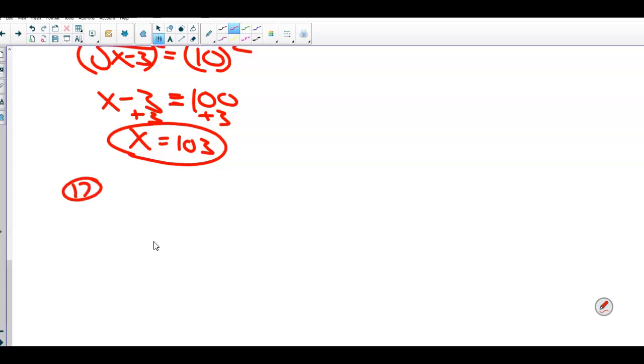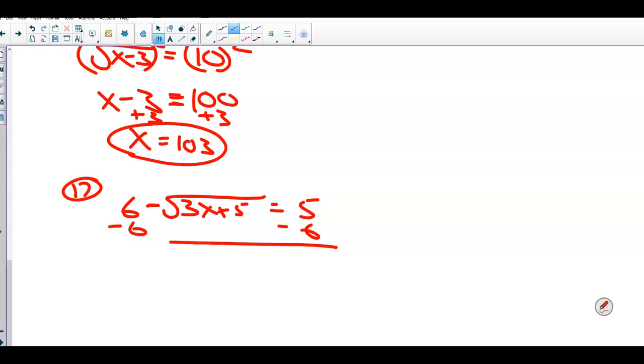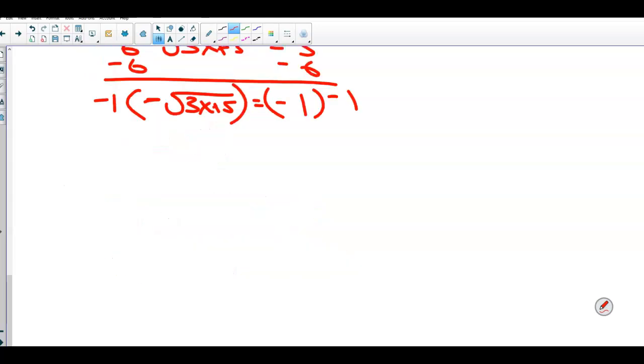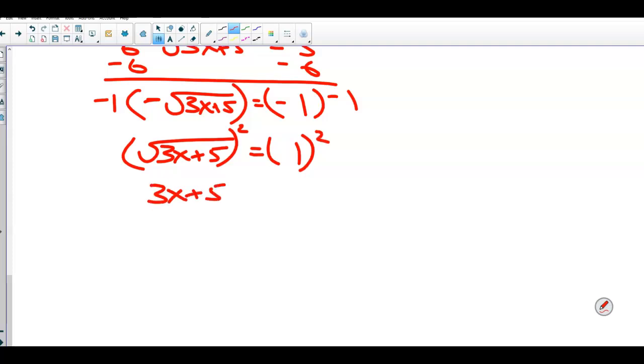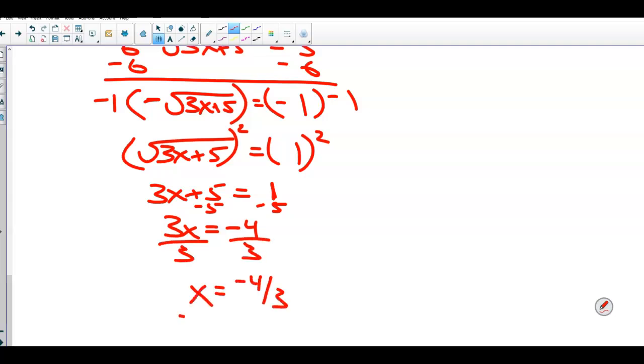17: 6 minus the square root of 3x plus 5 equals 5. Okay, we subtract 6 on both sides. Negative root 3x plus 5 equals a negative 1. And then I'm going to multiply both sides by a negative 1. So now my radical is equal to a positive 1. We square both sides. 3x plus 5 equals 1. When you subtract 5 on both sides, you get negative 4. And you divide by 3, my x is negative 4/3. And you can plug these numbers in and try them to make sure they work.